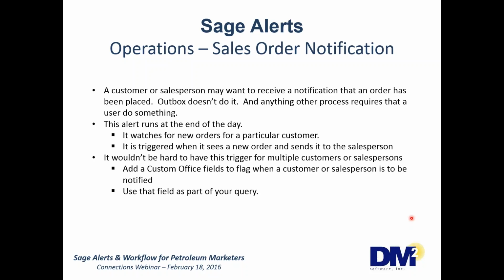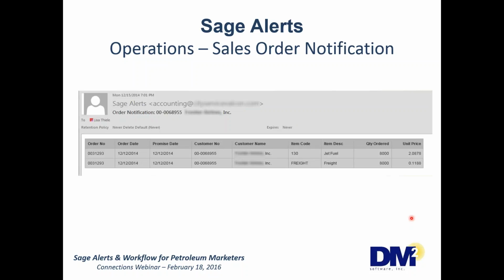So you've got some customers that absolutely positively insist on getting a copy of the order at the time the order is placed. One thought that I had to accomplish that would be to add a custom office field to flag when a customer or a salesperson is to be notified, and then use that field as part of your query. So only those customers that you say that you need to email an order notification to would get it. Not everybody, just those that you designate. So this particular customer, the salesperson needed to know, or the customer needed to know, that they had placed an order of jet fuel. And the salesperson got a copy of it as well.